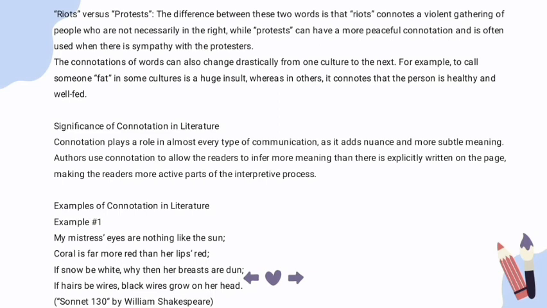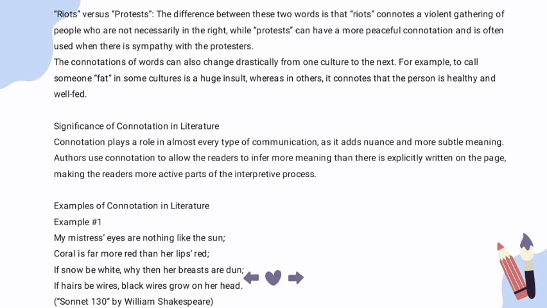Riots versus protests. The difference between these two words is that riots connotes a violent gathering of people who are not necessarily in the right, while protest can have a more peaceful connotation and is often used when there is sympathy with the protesters. The connotations of words can also change drastically from one culture to the next. For example, to call someone fat in some cultures is a huge insult, whereas in others, it connotes that the person is healthy and well-fed.